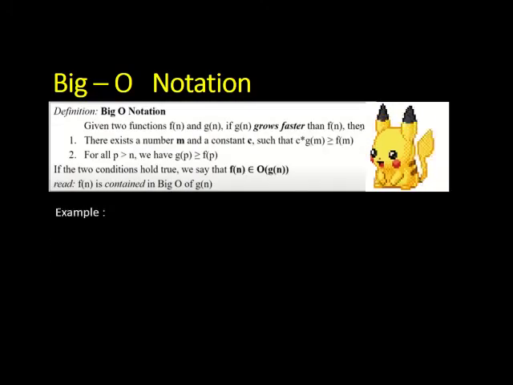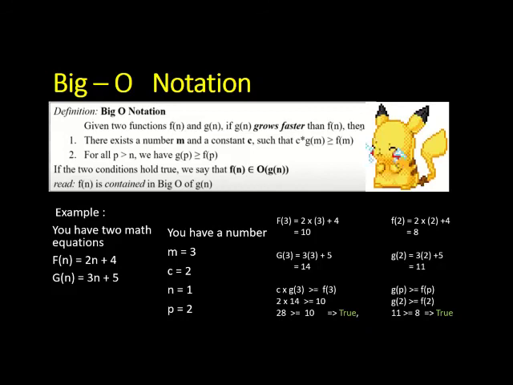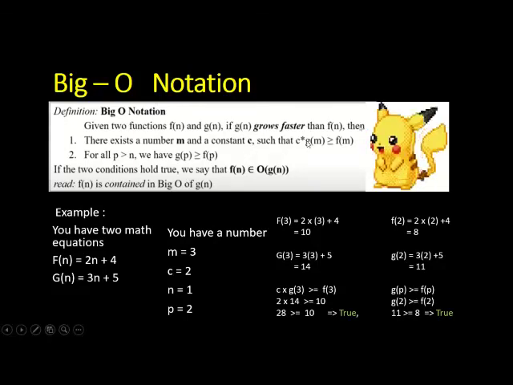So in the mathematical definition of the big O notation, we have two functions, f of n and g of n. If g of n grows faster than f of n, then we have two rules. If there exists a number m and a constant c, such that c times g of m is greater than f of m, and we have a second rule, which is for all numbers p greater than n, we have g of p is greater than or equal to f of p.